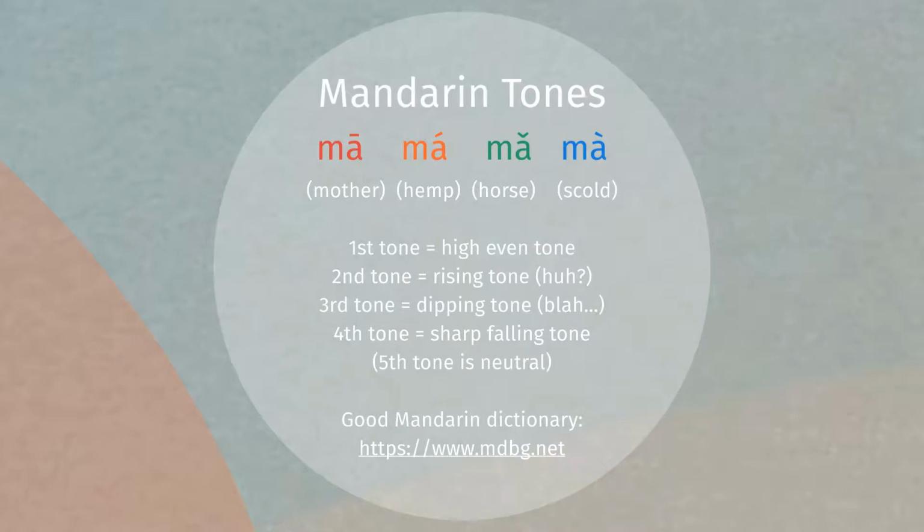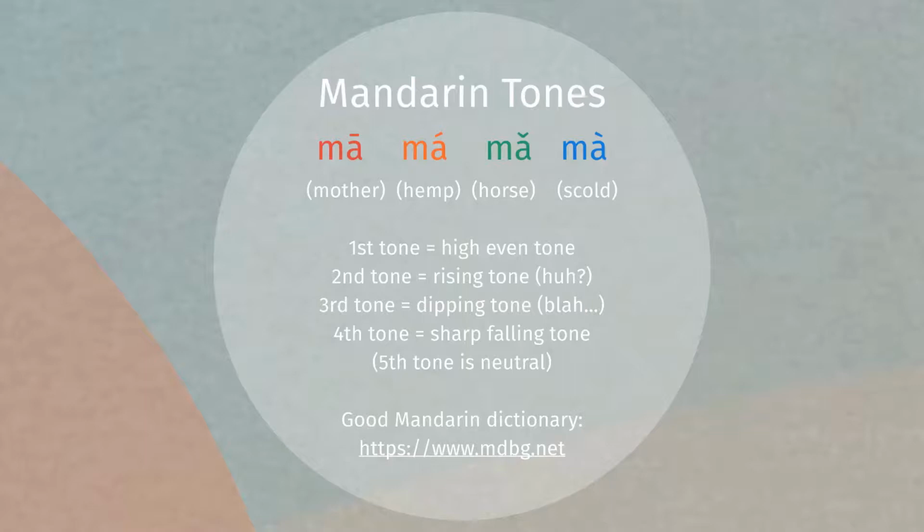Chinese is a tonal language. There are basically 5 tones. The 5th tone is neutral, so we don't need to go over that. There's no tone to it. But the 4 major tones are 1st, 2nd, 3rd, and 4th. So first tone, ma, is a high even tone. Second tone, ma, that's a rising tone, kind of like saying huh.